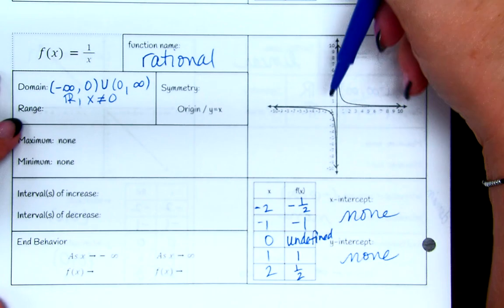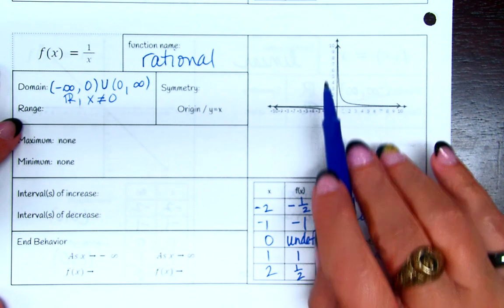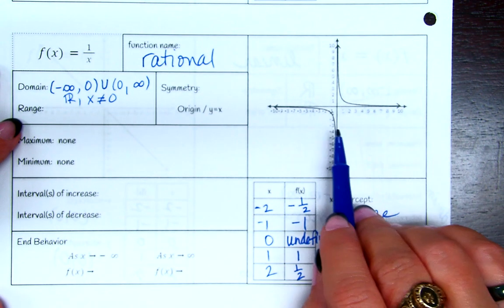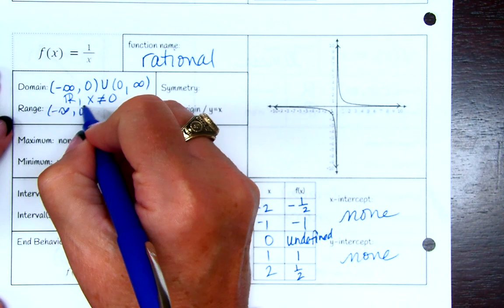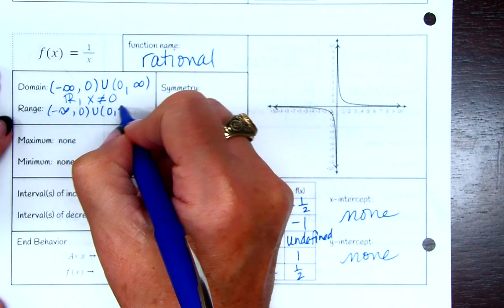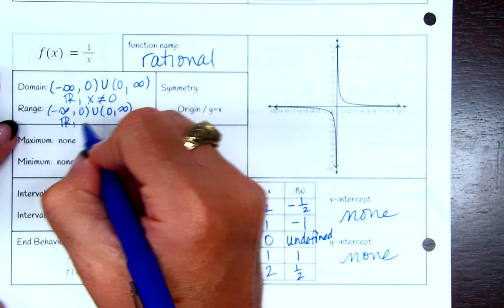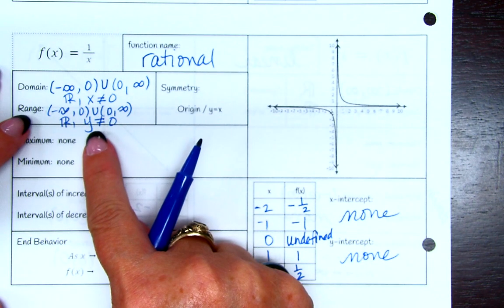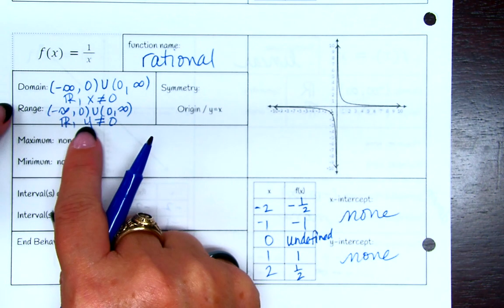So what about the range? How far down does it go? And then how far up? But what happens right here? Same thing, right? Negative infinity to 0, and then again from 0 to positive infinity, which is everything, but this time y is not equal to 0. Y because we're talking about range, right? X when we're talking about domain, but y when we're talking about range.